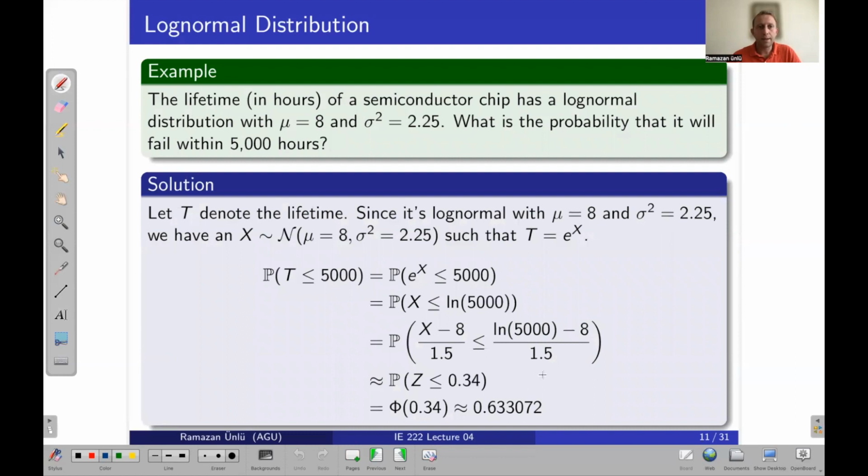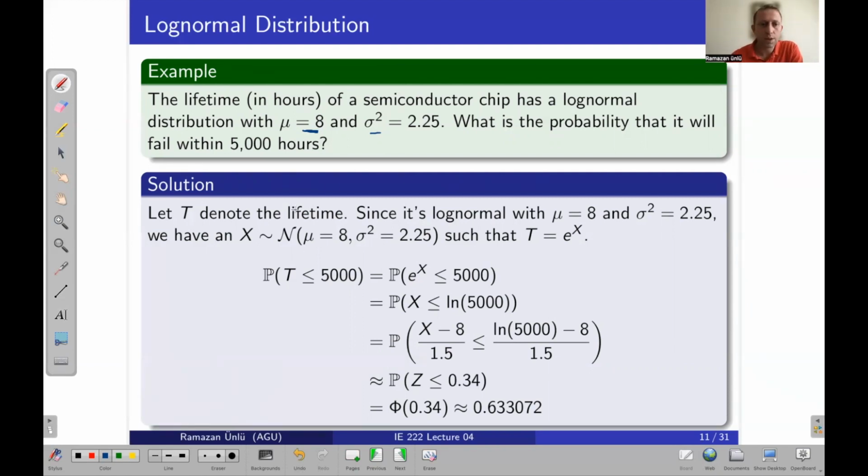Okay, let's look at an example to make it more concrete. The lifetime in hours of a semiconductor chip has log normal distribution with mu 8 and sigma squared 2.25. Again, this is not the expected value of the lifetime of a semiconductor, and that is not the variance of that distribution. And what is the probability that it will fail within 5,000 hours?